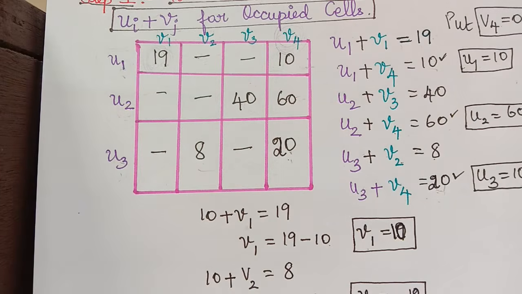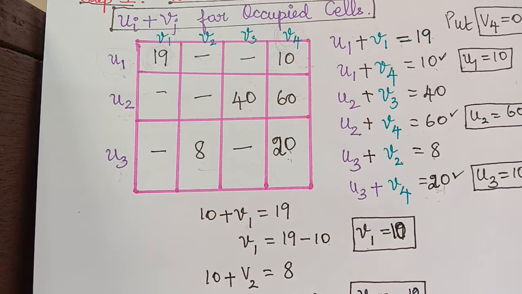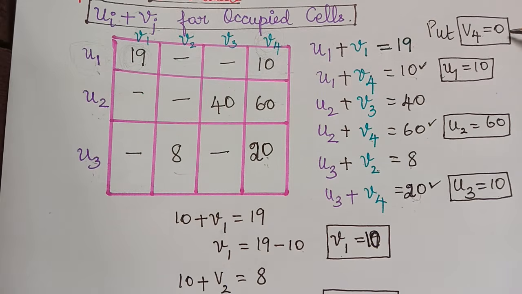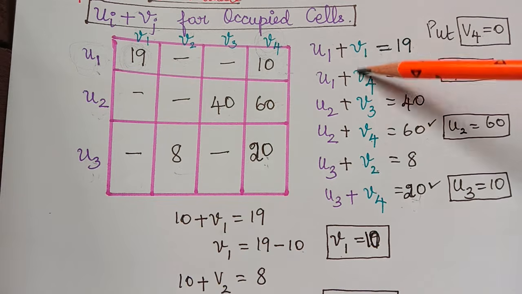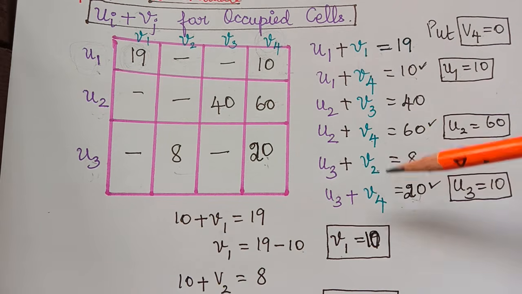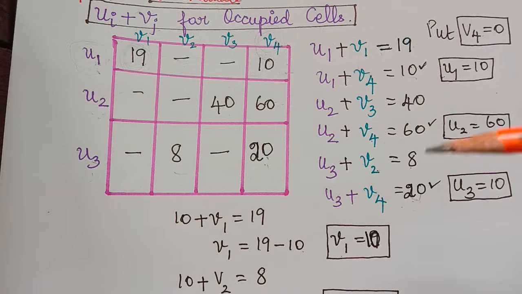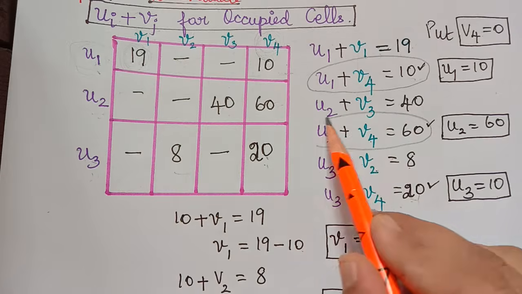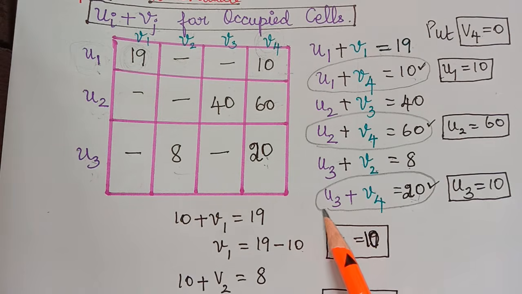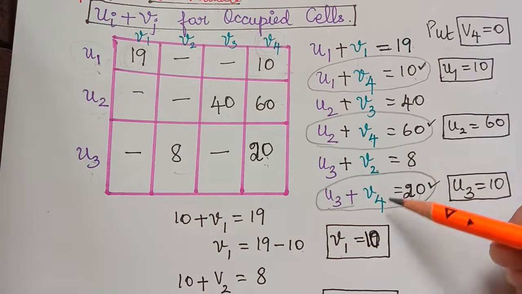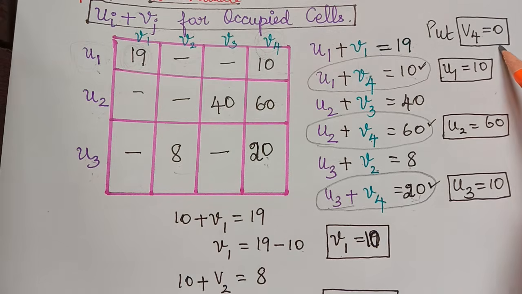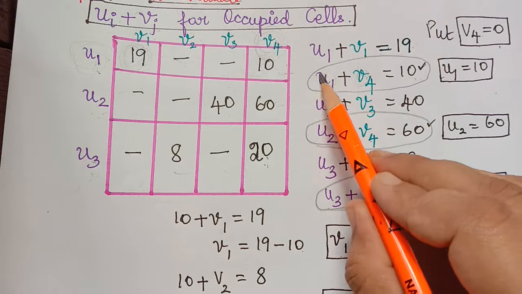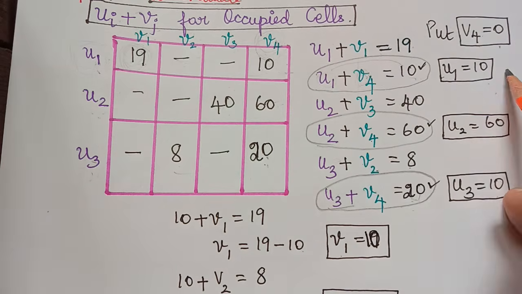So now if you see here, we have to put V4 equal to 0. So here I have put V4 equal to 0. Now in these equations, we have to check where all this V4 appears. Now if you see, V4 appears here and then here and then here. In those places we have to put 0 because we have chosen V4 to be 0. So if we put V4 as 0 here, U1 will be equal to 10. So that I have written here.